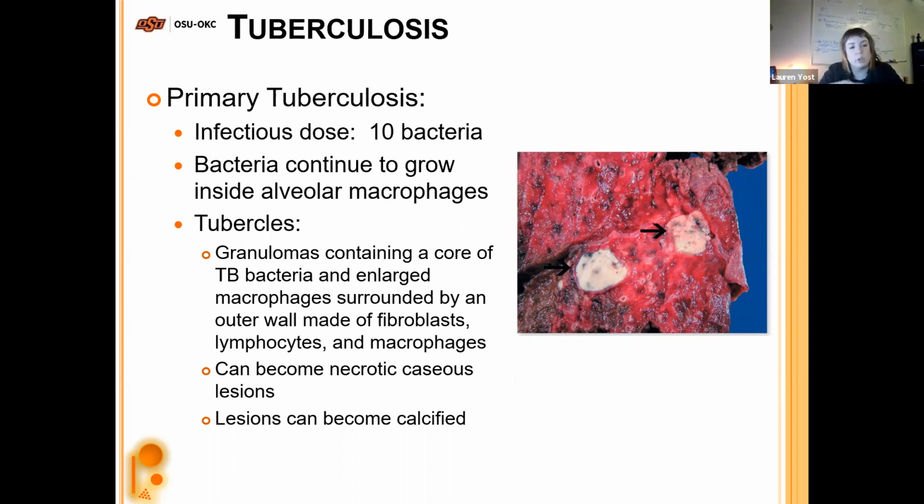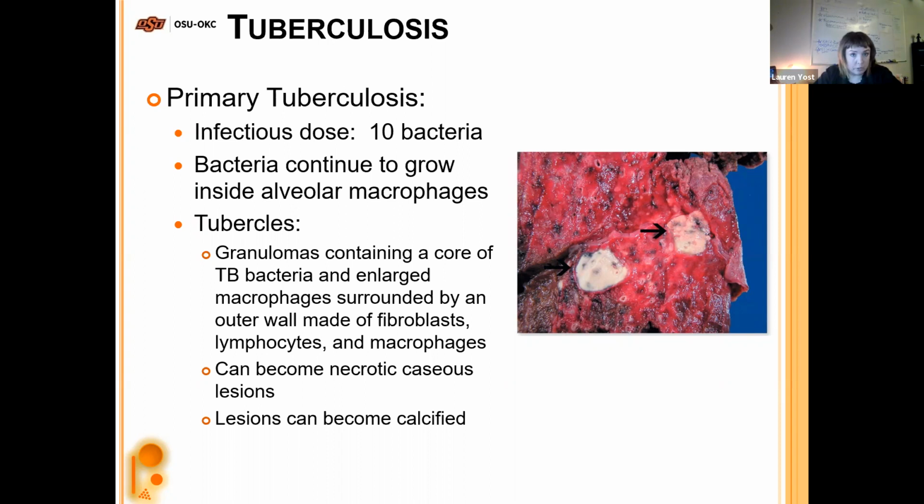They are granulomas with a core of tuberculosis bacteria inside of them, and the enlarged macrophages that will be harboring the tuberculosis bacteria as well. Then outside of that we have an outer wall made of fibroblasts, lymphocytes, and other macrophages trying to contain the infection, just trying to kill it off, but it's just not being successful because of how these bacteria live within that area and how hardy they are, and the fact they live inside of the cells that are trying to kill them. That's kind of a big deal, right?